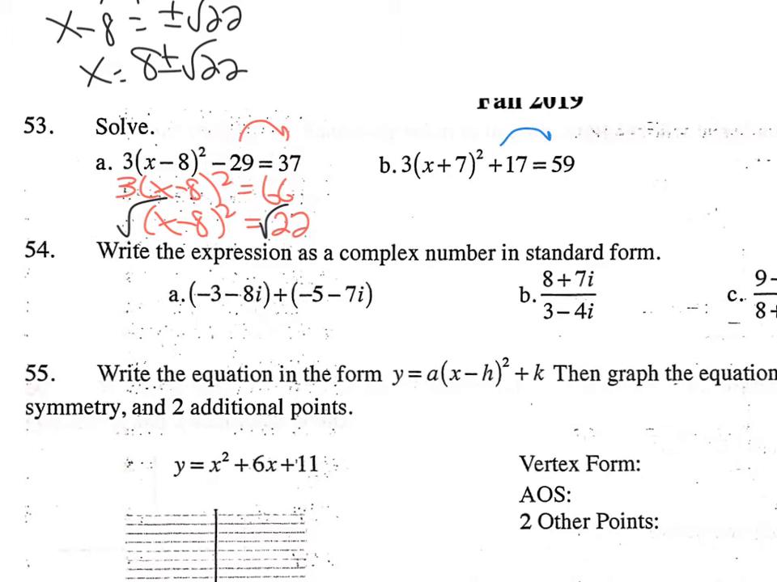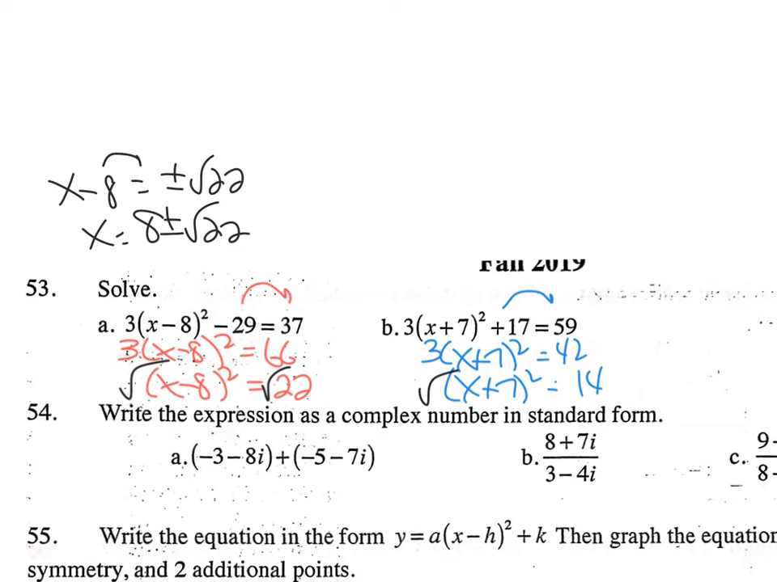Move the 17 over. So I have 3 times x plus 7 squared equals 42. Divide by 3. Remember, we're isolating the square. If you divide by 3, you get 14. Again, square root both sides. I'm going to come back to the top here. And I will get x plus 7 equals, don't forget, plus or minus square root of 14.